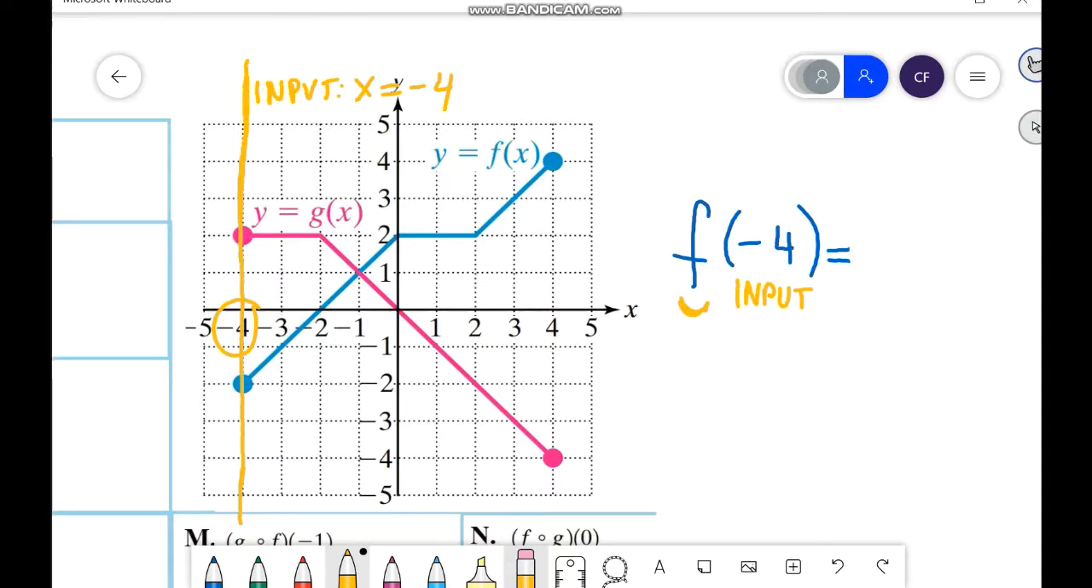To find the output, and we are working here with the function f, right? Function f, we need to find the output for f. So we need to find the intersection between the inputs and the graph of the function f, the blue graph. And this is going to be the intersection, right? This is the intersection point. You draw a horizontal line on the intersection point. And this is the output.